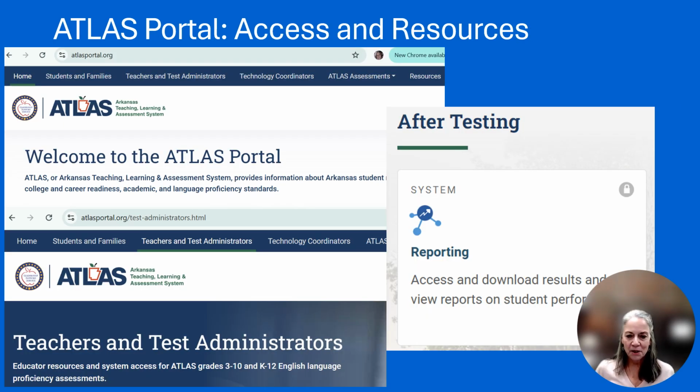Hopefully you already know how to get to the ATLAS portal. It's atlasportal.org, and you know to go to Teachers and Test Administrators and to scroll down to Reporting and then click on the reporting link. I'm going to address things from a district level, a school level, and then a classroom level, and try to tie the different pieces together about how these interims might be useful, and also some limitations that are really important depending on the role that you're in, whether it's district, school, or classroom.